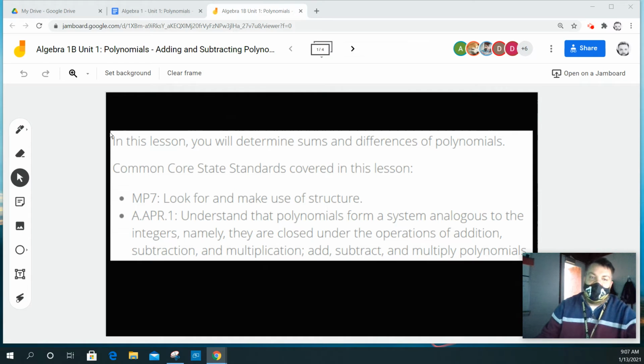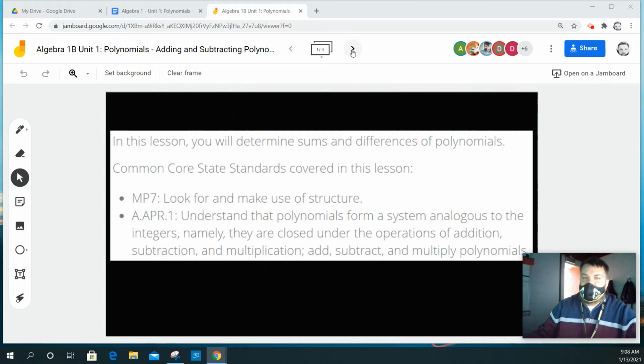So the Common Core standards that we're going to cover, basically we're going to look for and make use of the structure of these polynomial expressions. And the second one is, can we add, subtract, multiply polynomials? And factors should be in there too, but it's not in the standard. We're just going to do the adding and subtracting. And then the next lesson we'll multiply and factor.